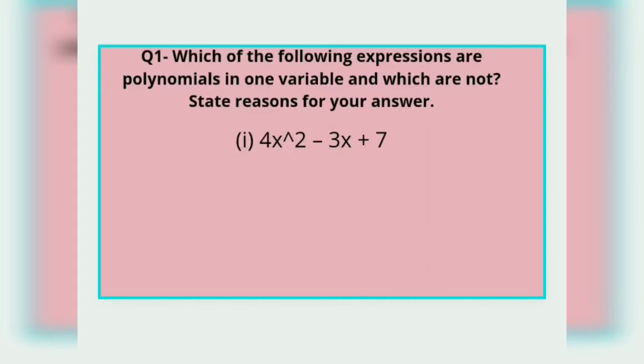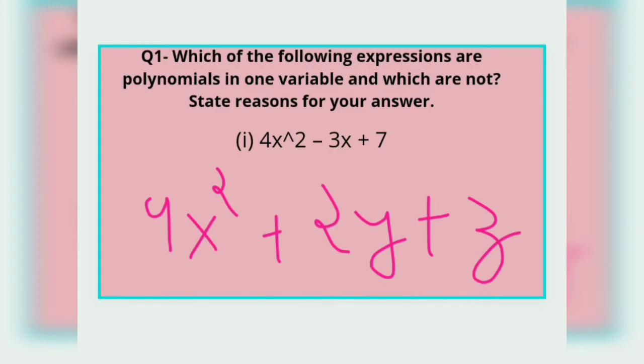I'll read the first question. Which of the following expressions are polynomials in one variable and which are not? State reasons for your answer. One variable means if they have given only x, then in that polynomial only x should be there. It should not be y. If I give an example to you, 4x square plus 2y plus z. Now see, this is a polynomial but not in one variable, because here I have x, this side I have y, and this side I have z. Correct? Like this we have to check.